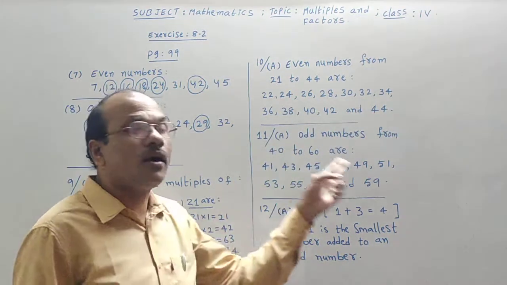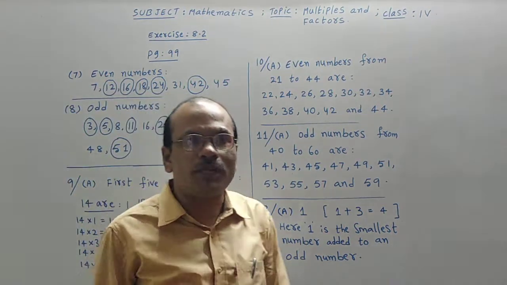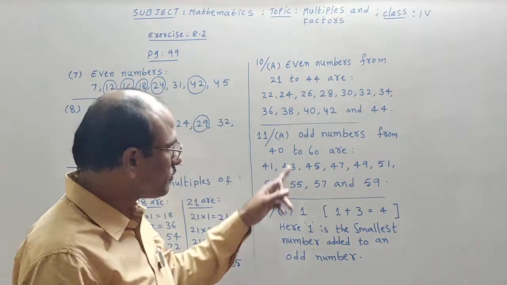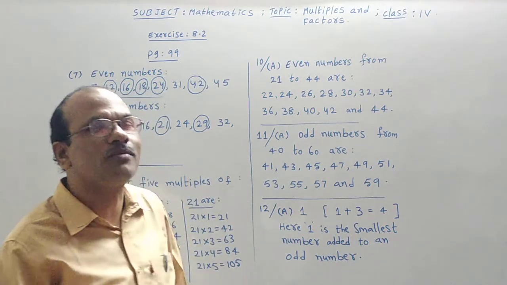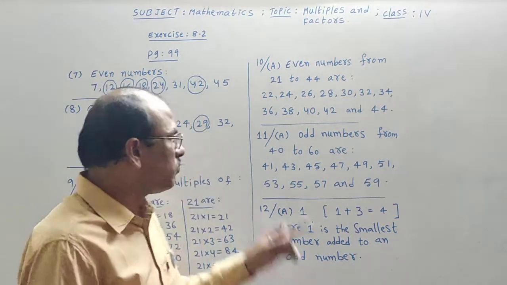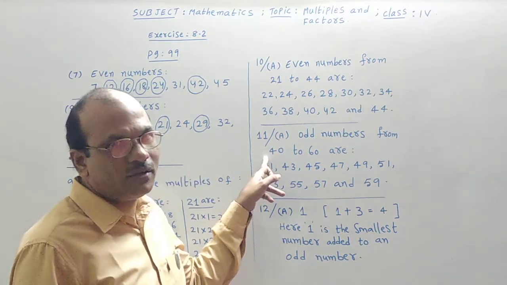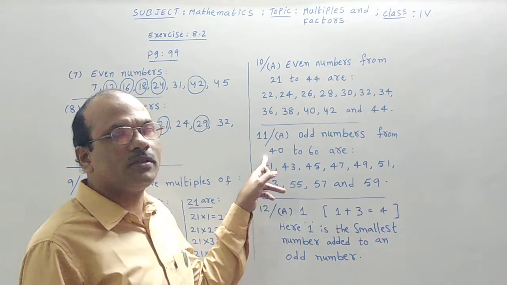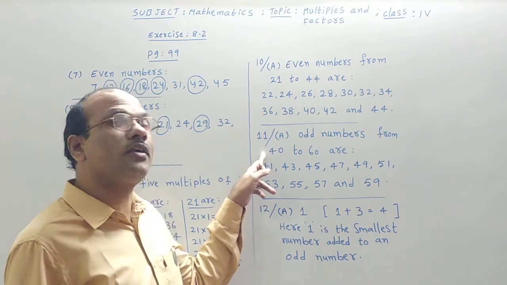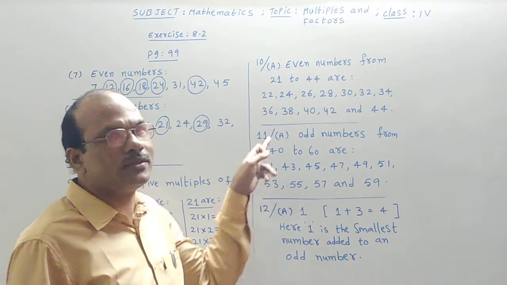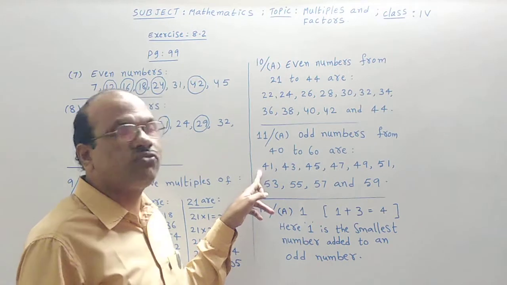Next, the 11th question: odd numbers we have to write. That is, even numbers completed. Now odd numbers from 40 to 60. Odd ones means those which are not multiples of 2. Here we should actually start at 40, but 40 is not an odd number. It is a multiple of 2, but we want numbers which are not multiples of 2 to call odd numbers. Am I correct? That's why I write 41.